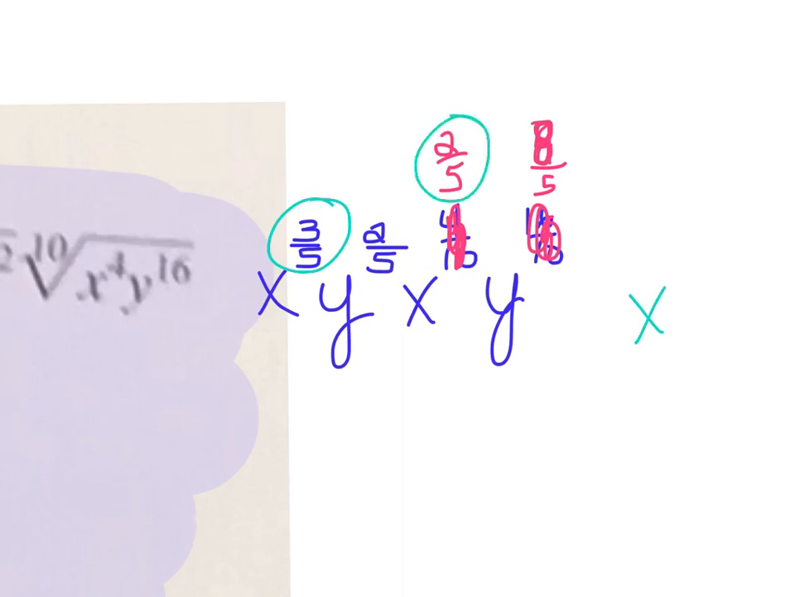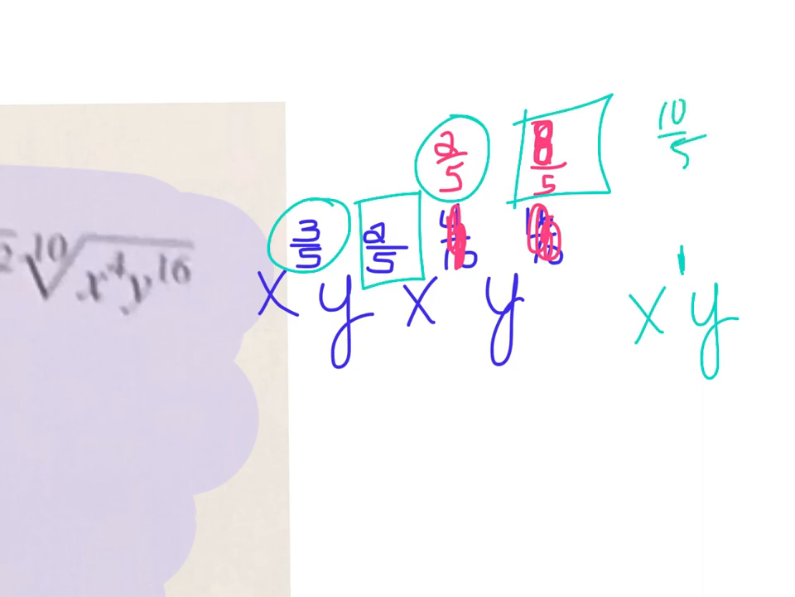That gives me what? 1. 5 over 5, which is 1. And then for y, I have 2/5 plus 8/5. That gives me 10 over 5, which is 2. Good. Very good.